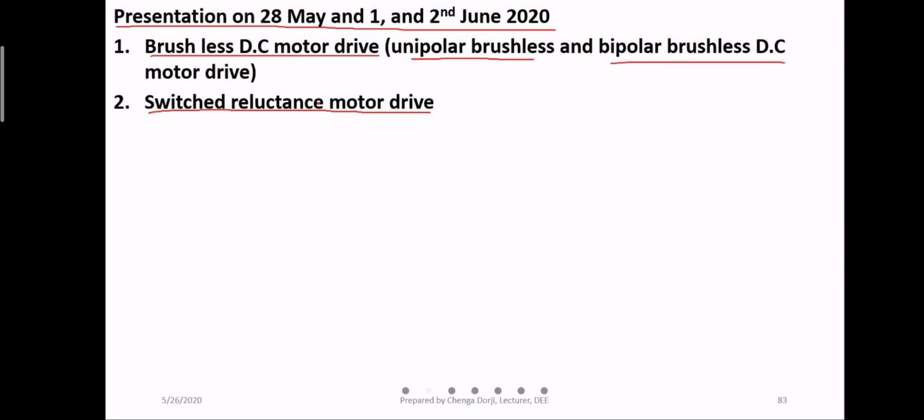Sir, if we keep it after the class test, how will it be? The class test is on 29, sir. So 28 is not required. After the class test, on 1st and 2nd June, we will have the presentations. So not 28.